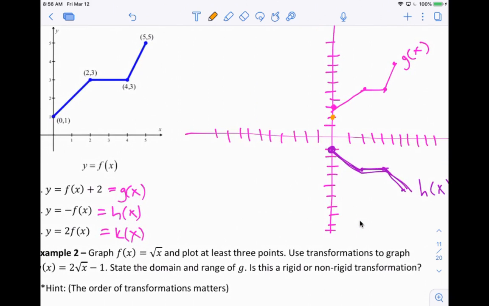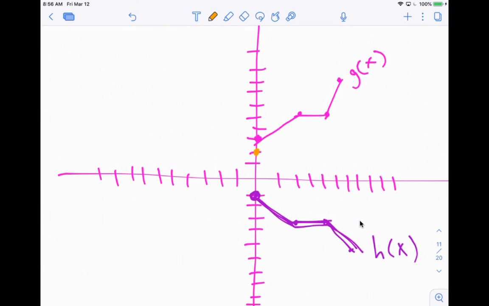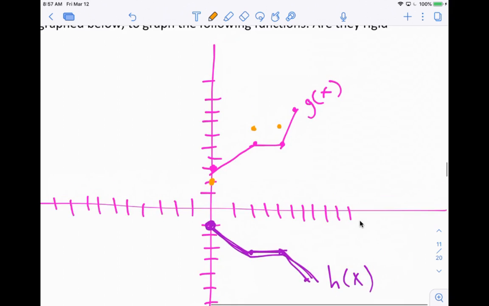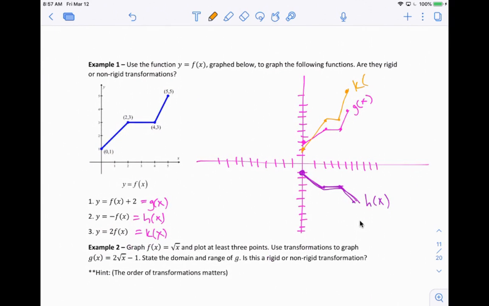2, 3. Multiply 3 by 2, and you get 6. So 2, 6. 4, 6. And 5. Multiply 5 by 2, you get 5, 10. And there is a much more stretched out function. So even if my drawing is not super accurate, we can see how all of a sudden this orange one crosses the g of x function, which means it can't be the same shape, right? So it's definitely clear that this last transformation is non-rigid motion. So we can put a little n by that one, and an r by those guys. Okay, those are actually the vertical.